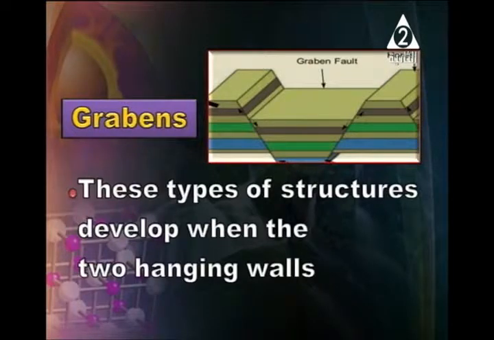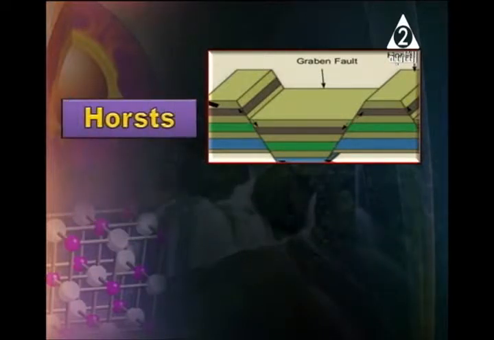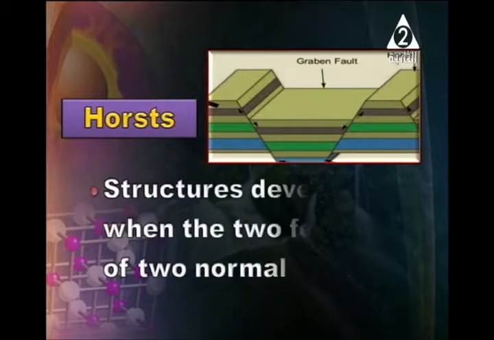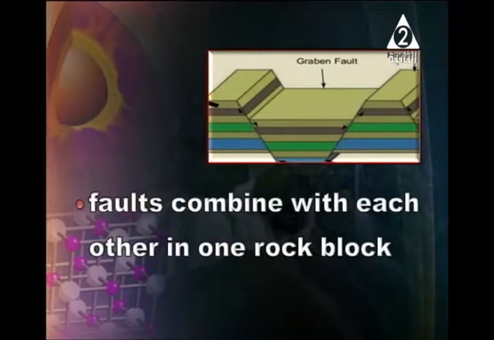These types of structures develop when the two hanging walls of two normal faults combine with each other in one rock block. Also we can see horst. Horst is a structure developed when the two footwalls of two normal faults combine with each other in one rock block. As you see, if it is the lower block or the higher block, we get grabens or horst.